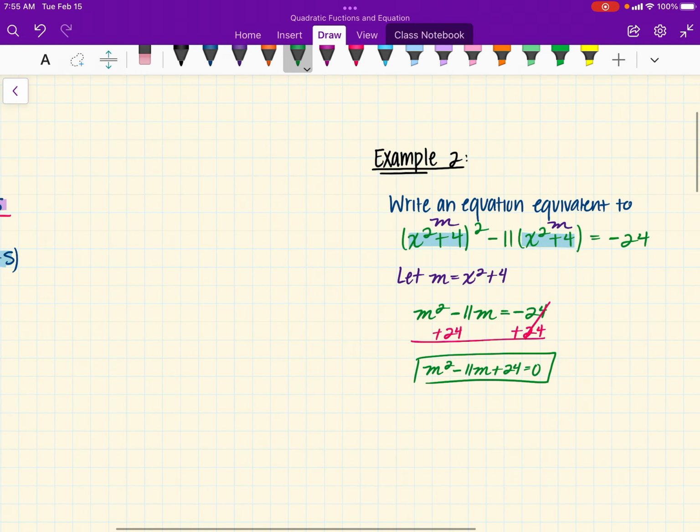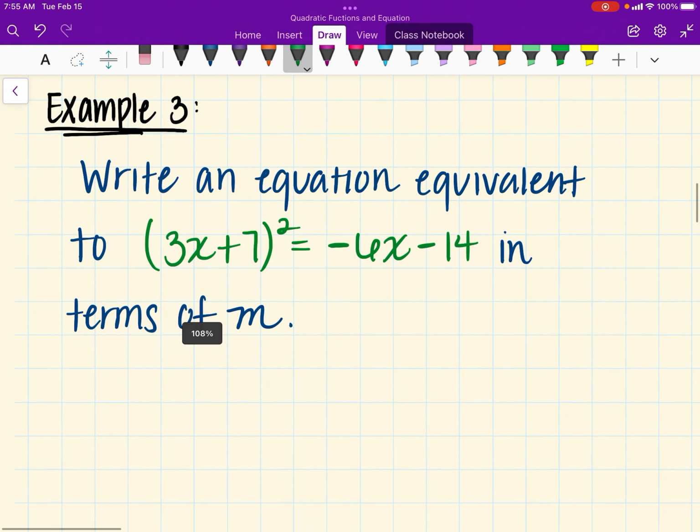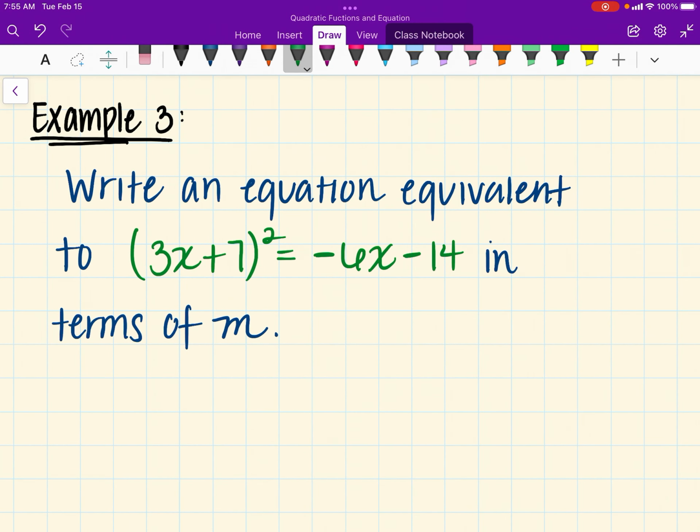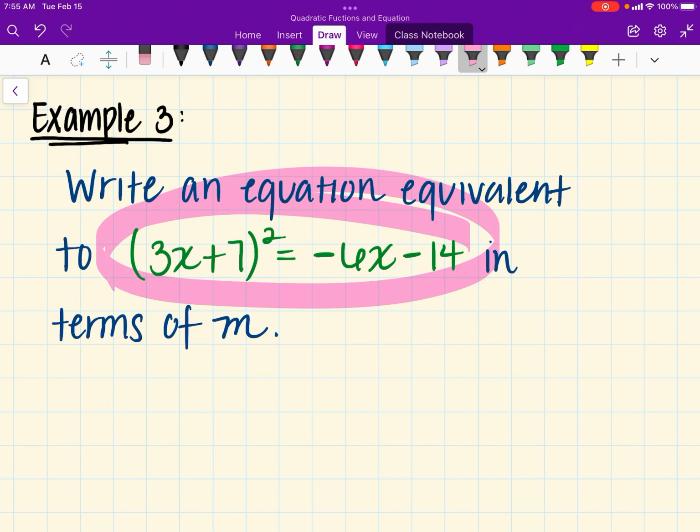All right. Let's go ahead and take a look at the next one here. And here's the next one. In this case, guys, they are asking us to write an equivalent equation to 3x plus 7 squared minus a 6 equals a negative 6x minus 14. And we do want to go ahead and express this in terms of m. So question again here, guys, is do you see anything in common here that this equation shares on both sides or on each separate expression here?